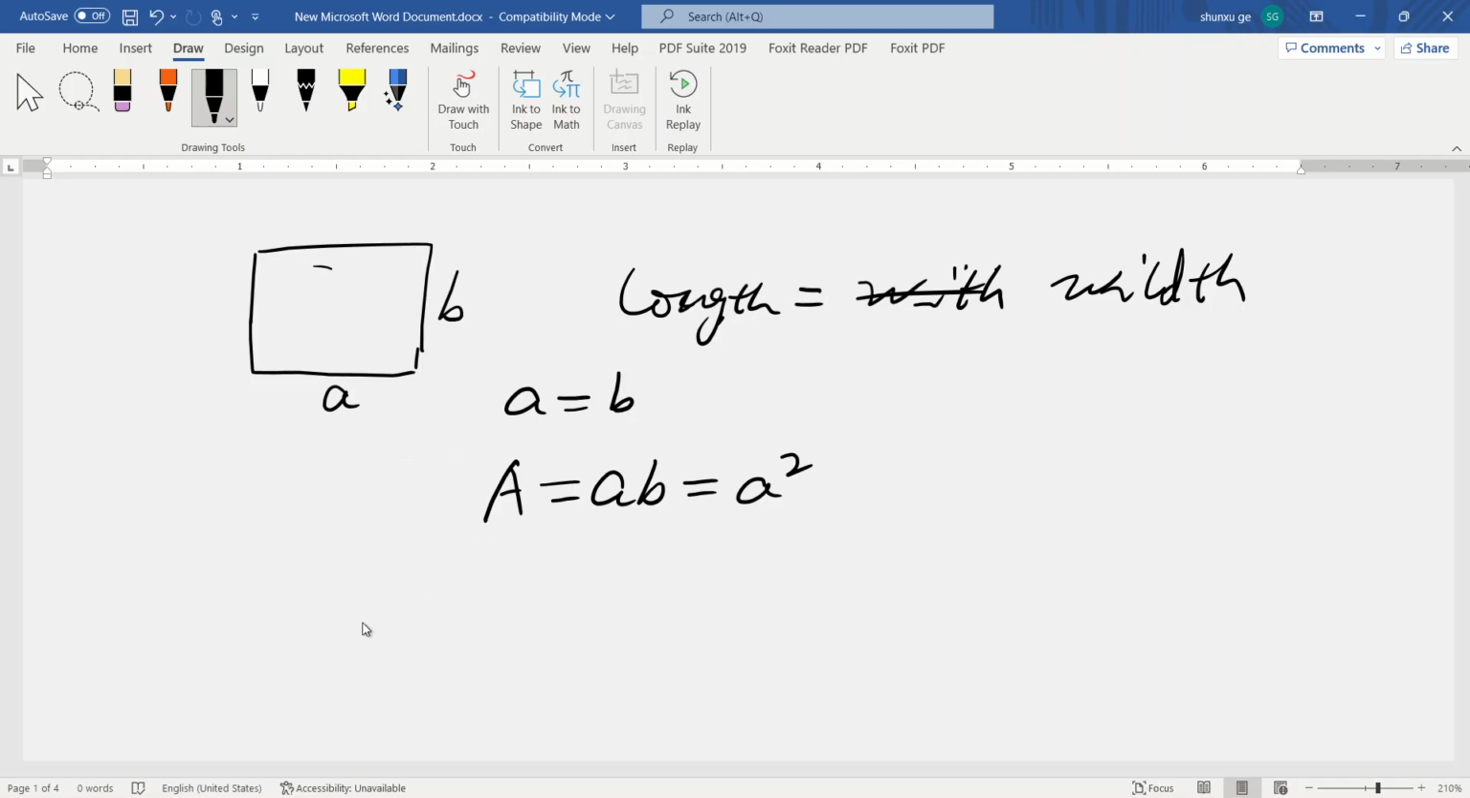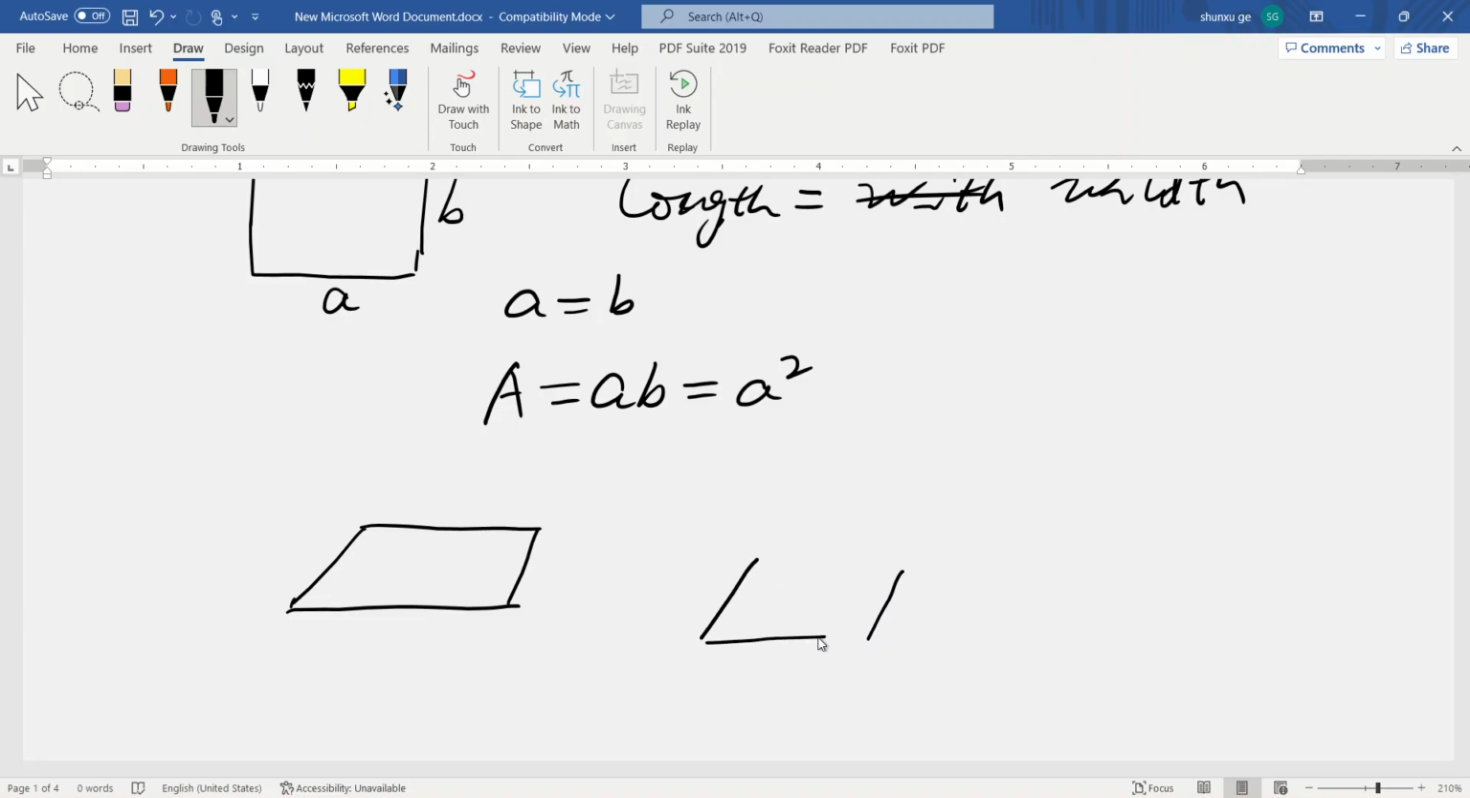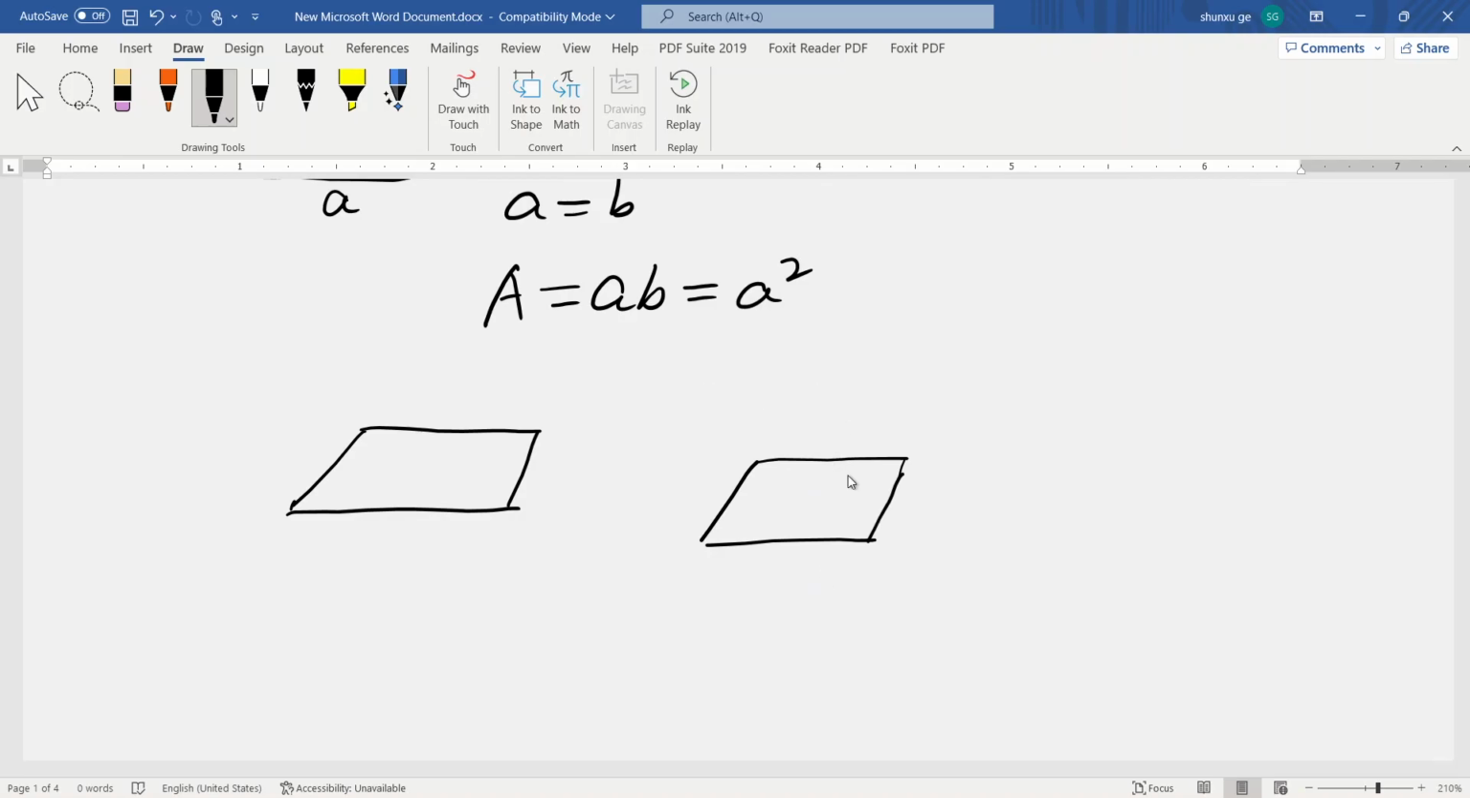So how about this? Parallelogram. So this one formula, this figure is not very correct. Here it's the same as the rectangle. Why? You can cut.